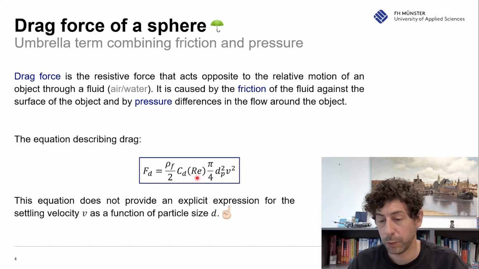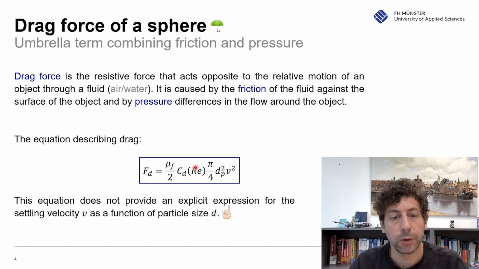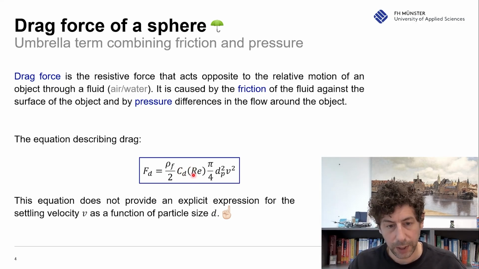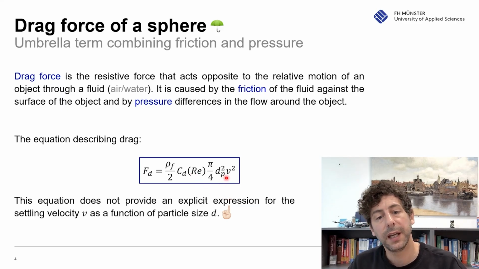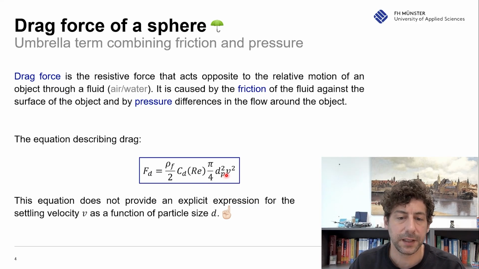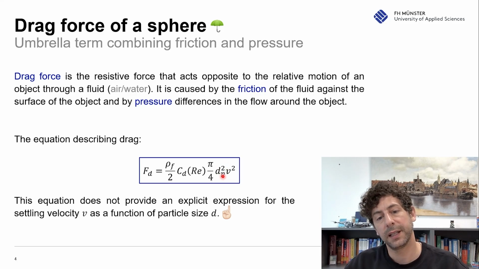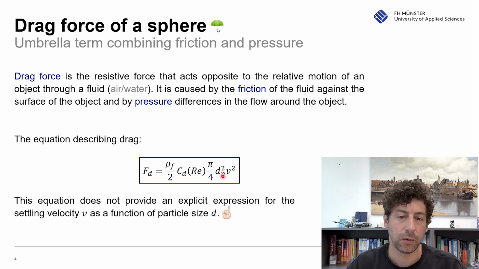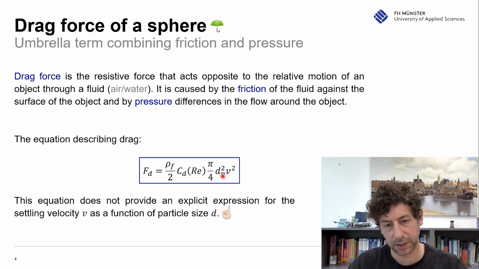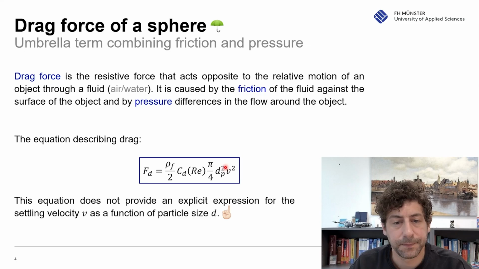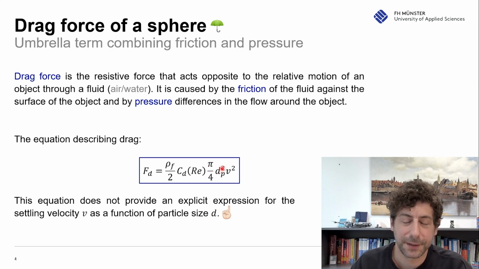In the Stokes regime we can do it, because in the Stokes regime we know what to put in here. But generally, for the whole equation, we don't have this explicit expression between particle size and velocity, and this is basically the important question you want to solve. What is the drag force of a given size at a given velocity, or at a given velocity, what is the size of the particle of interest?